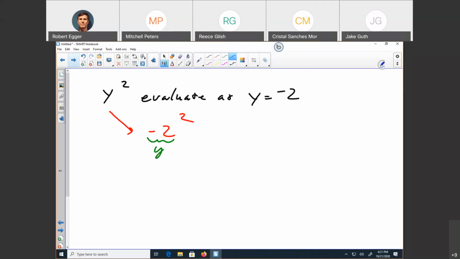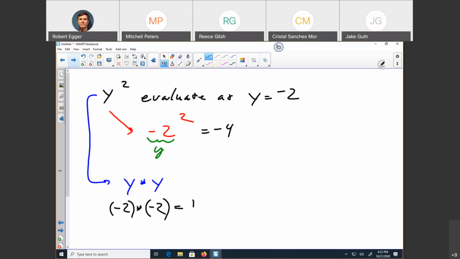Let's look at it this way. Hold that thought. Look at it this way. Y squared means y times y, doesn't it? And what's y? Minus 2 times minus 2. Where this guy is minus 4, this guy, two negatives make a positive, is plus 4. Which one's correct?